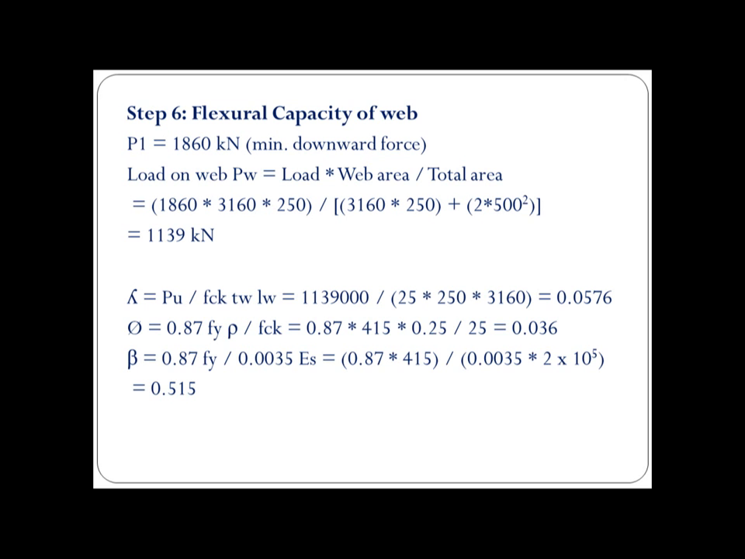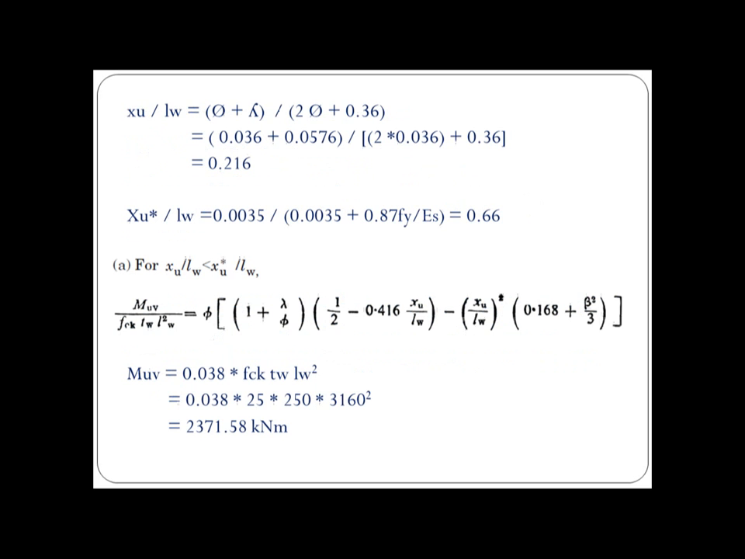Beta is 0.87 fy upon 0.0035 Es. Es represents the Young's modulus value of steel, 2 into 10 power 5 Newton per mm square, and beta works out to be 0.515. Now using this, we calculate xu upon lw, where lw is the length of the web. So from these proportions we get xu upon lw is 0.216.